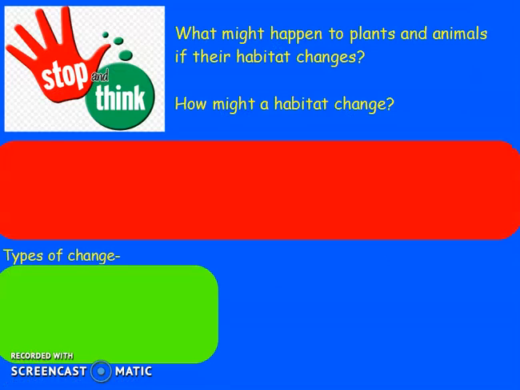So, I'd like us to stop and think. What might happen to plants and animals if their habitat changes? Because habitats don't always stay the same. Sometimes there are changes that are small and sometimes quite large serious changes that can impact the living things that live there. How might it affect the animals and plants? And how might a habitat change? Pause the clip and write some notes in your curriculum book and press play when you're ready to discuss further.